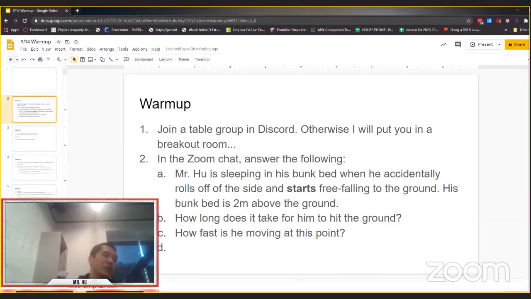So let's take a few minutes to see if we can figure this out. How long does it take for me to roll off the bed and how fast am I moving at this particular point in time?